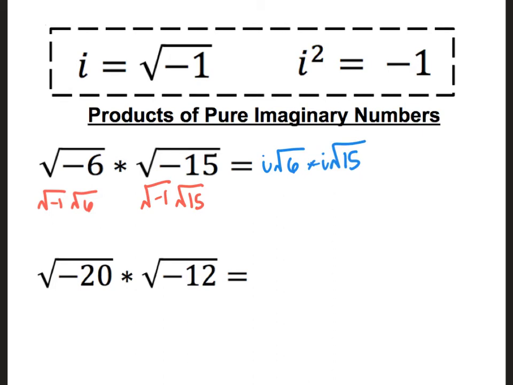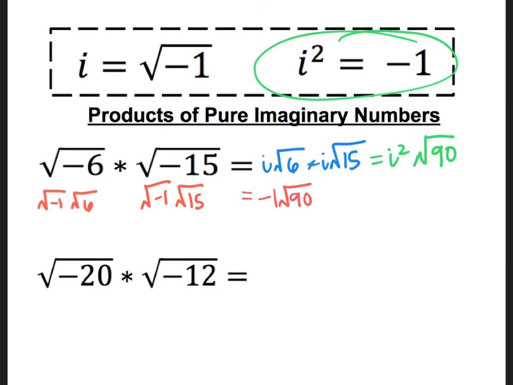From here you can multiply the numbers out front and the numbers underneath. So i times i gives i squared, times the square root of 6 times 15, which is 90. Notice up here i squared equals negative 1. So I really have negative 1 root 90, or negative root 90.